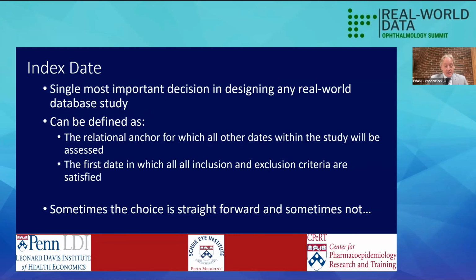We're also going to talk about index date. To me, this is the single most important decision that happens when designing any real-world database study. I define it as the relational anchor for which all other dates within the study will be assessed. If you look in a textbook, you're going to find a definition that's more the first date on which all inclusion and exclusion criteria are satisfied. I don't agree with that one fully. I think that's more of a clinical trial definition for an index date. The reason being, until you pick the index date, it's really hard to know whether a criterion becomes an outcome or an exclusion criterion. Sometimes the choice for an index date is very straightforward, and sometimes it's a little harder, as we'll see here.